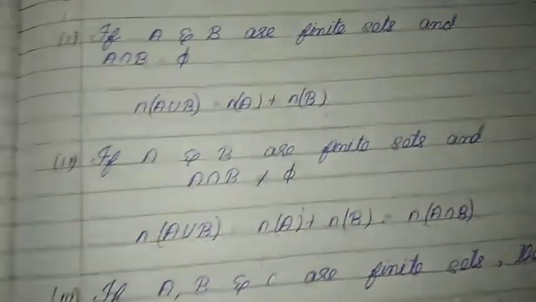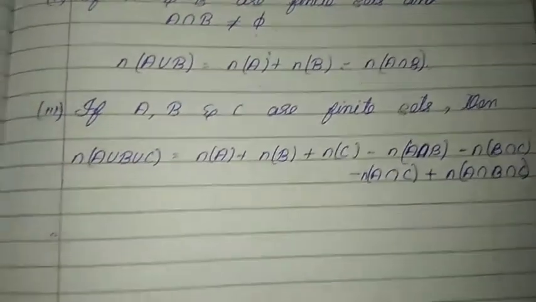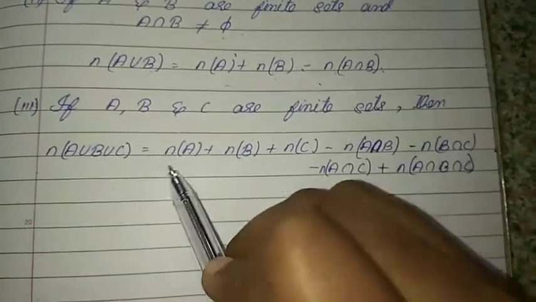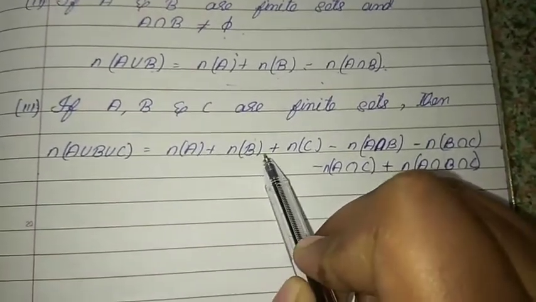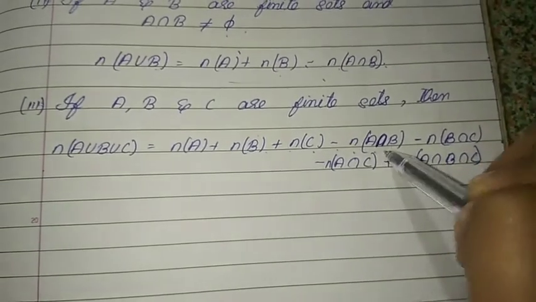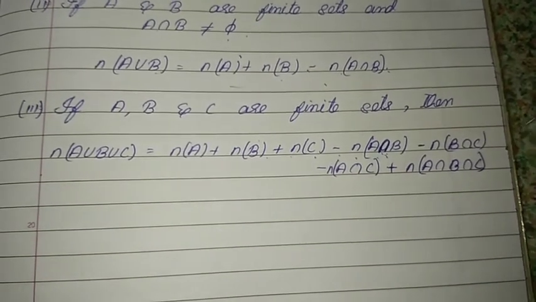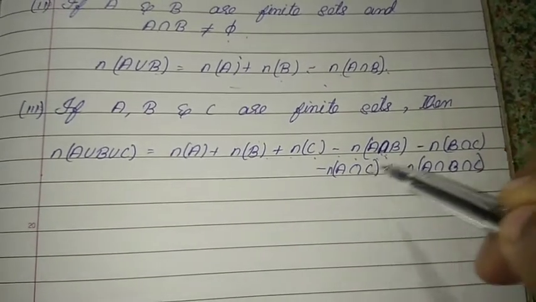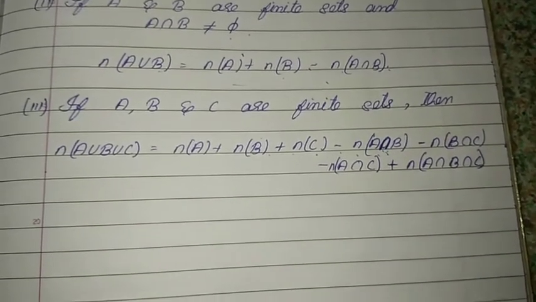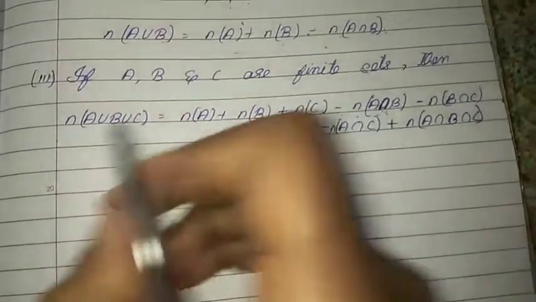Next we will see the formula for three sets. n of A union B union C is equal to n of A plus n of B plus n of C minus n of A intersection B, minus n of B intersection C, minus n of A intersection C, plus n of A intersection B intersection C. This also is very important, and this also is very easy.